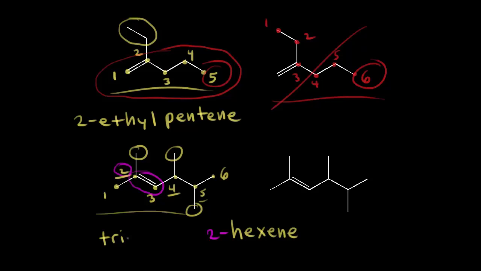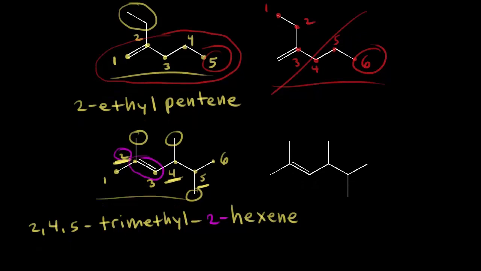So let me write that in here. So we have trimethyl, and those methyl groups are on 2, 4, and 5. So 2, 4, 5, trimethyl 2-hexene would be the name for this compound.